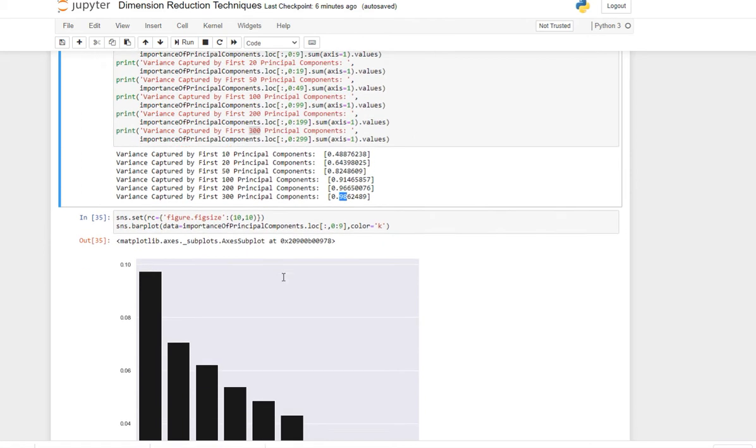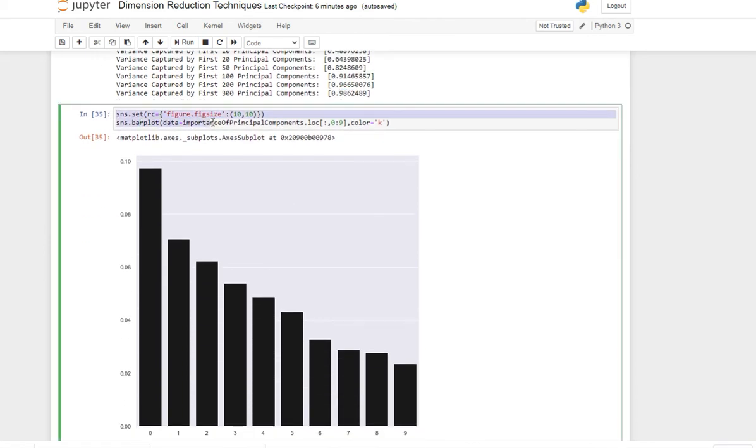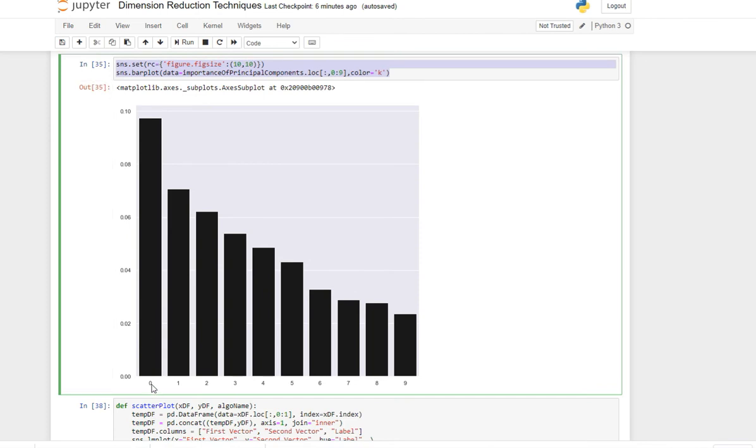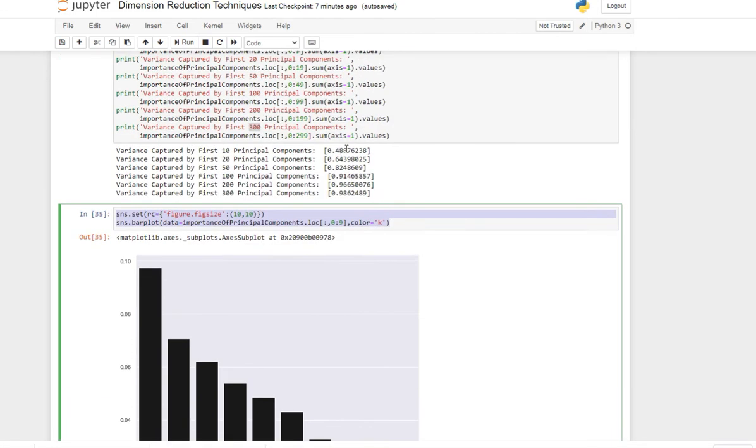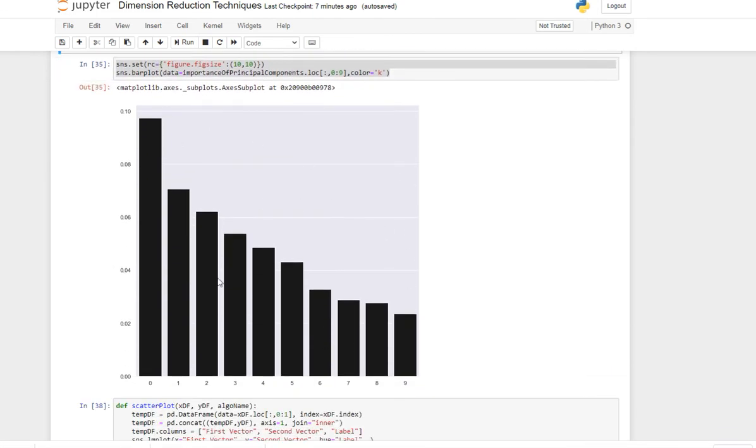To make this more visual, you can plot a graph of the components themselves. You can plot a graph of the information being captured by the components themselves. So you see 0 was capturing 0.09, maybe, and then 1 was capturing maybe close to 0.07 and so on. So these are the principal components: 1, 2, 3, 4, 5, going like that. When you add up what the first 10 components are capturing, you get to 0.48. So the first 10 have captured 0.48.